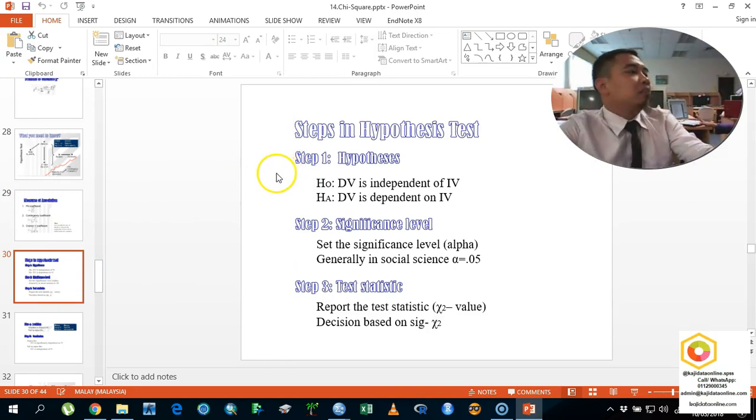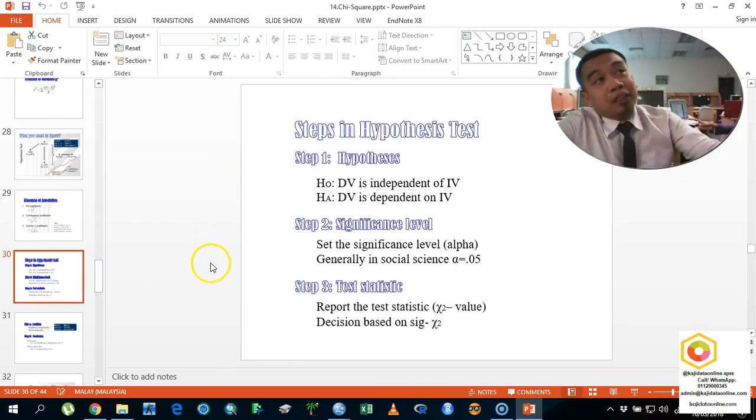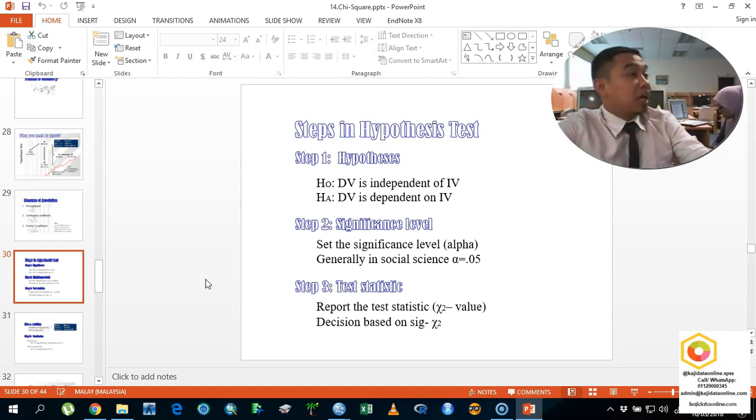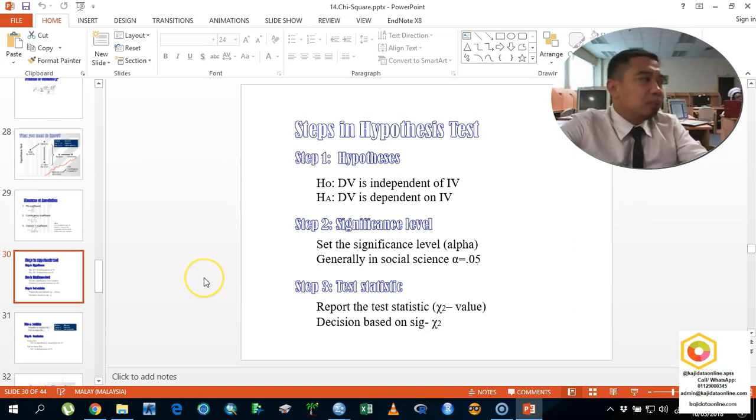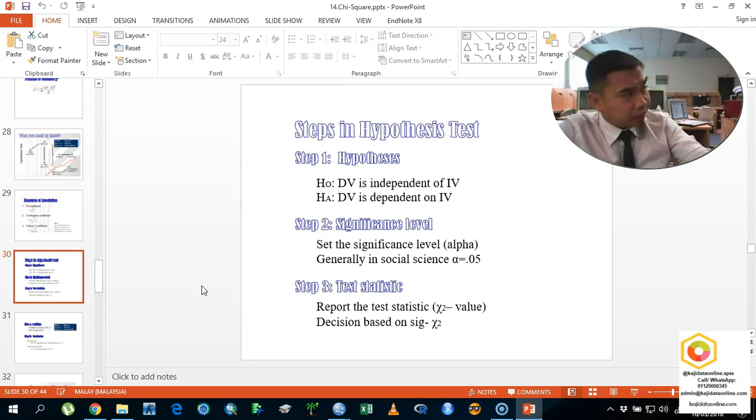The hypothesis is very simple. For example, you want to investigate the significant association of a certain DV towards IV. In our case just now, we want to know, is there any significant association between the DV, which is the higher or low level of awareness, and gender? Is there a significant association between knowledge and gender? Both data are categorical. So what kind of analysis can you do? Chi-square only. Chi-square testing for independence.